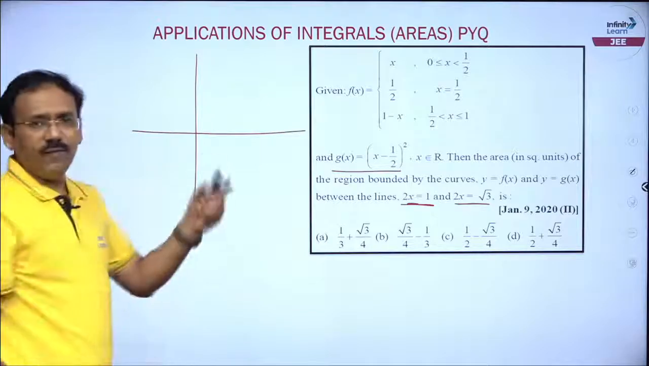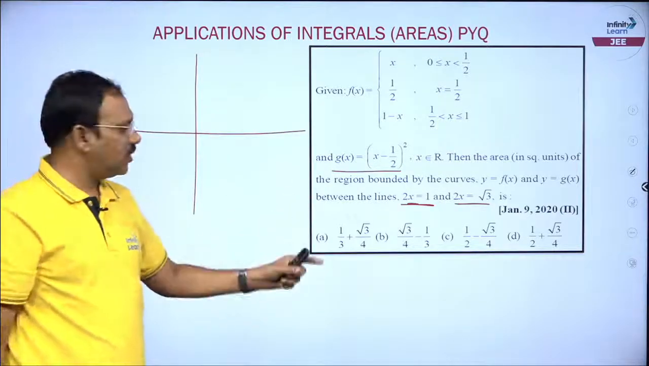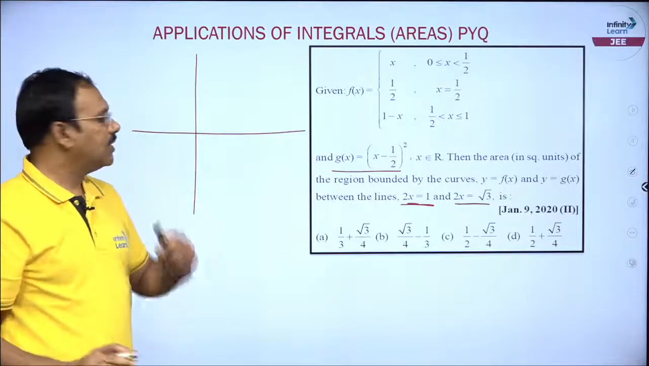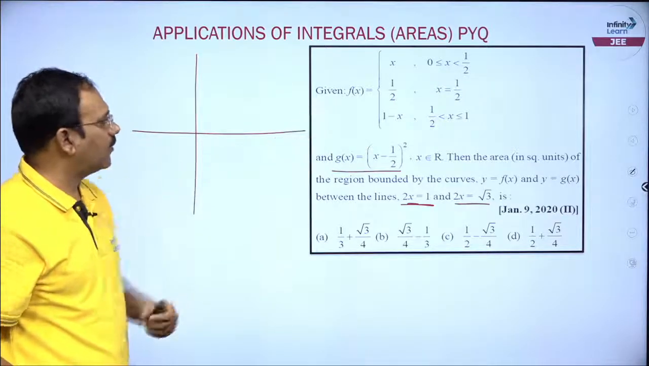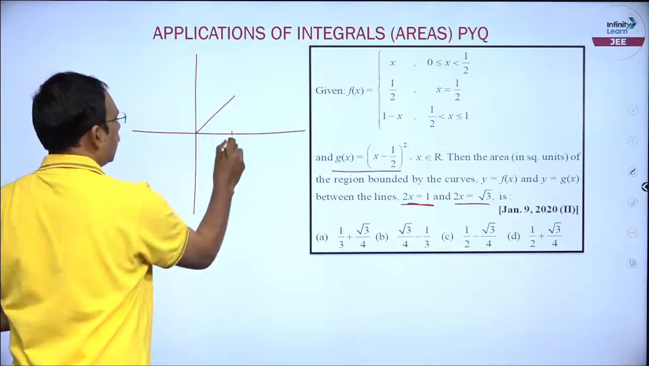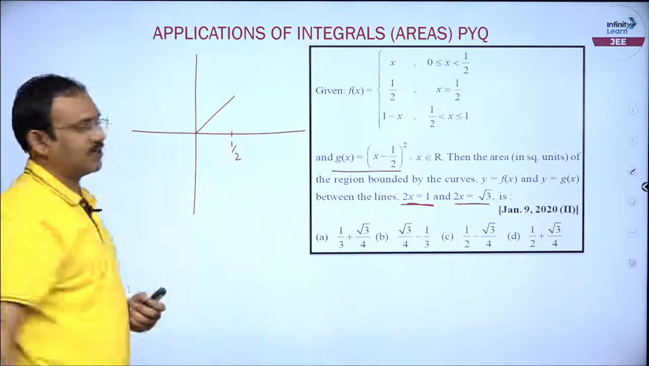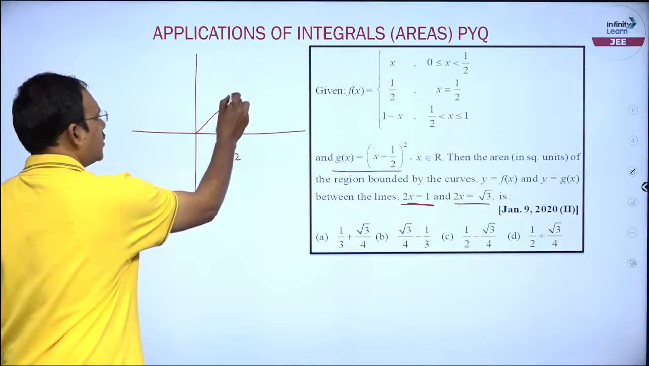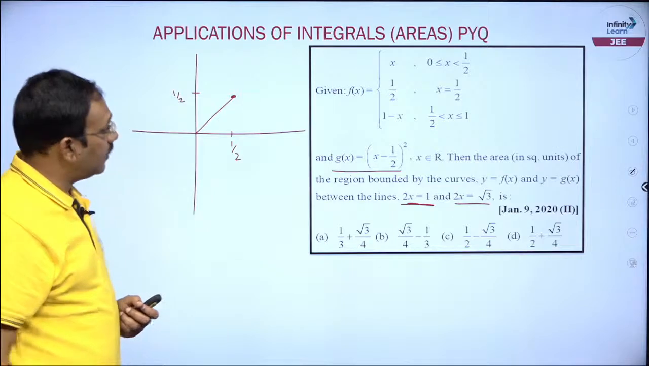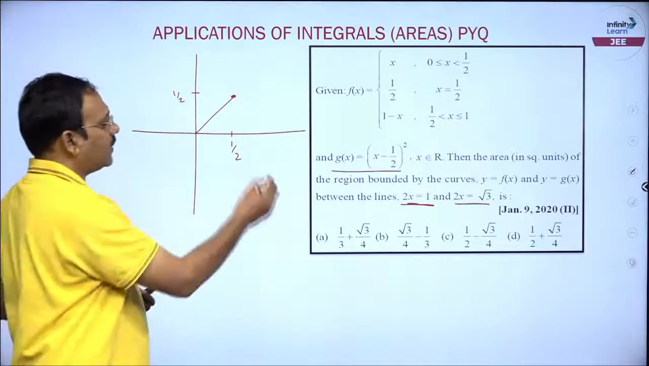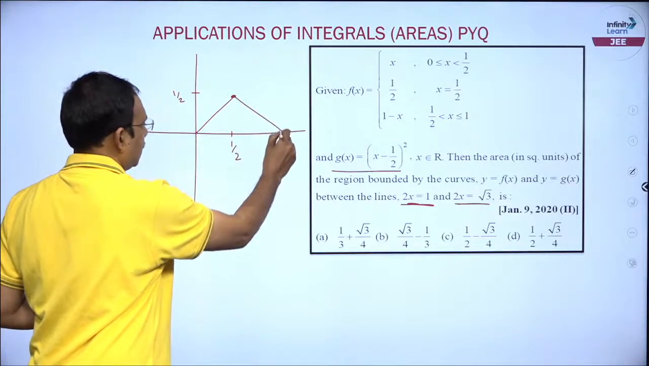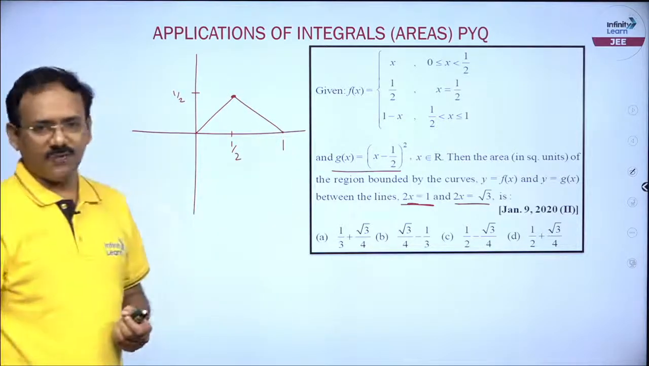So, first, we read the question, we understood the inequations are convenient, the curves are convenient to draw. Second step, I am trying to draw the graph from 0 to 1 by 2: y is equal to x is the straight line like this, at x is equal to 1 by 2 itself, fine. Then from 1 by 2 to 1, it is 1 minus x, that is a straight line like this. This is the graph of f of x, friends.